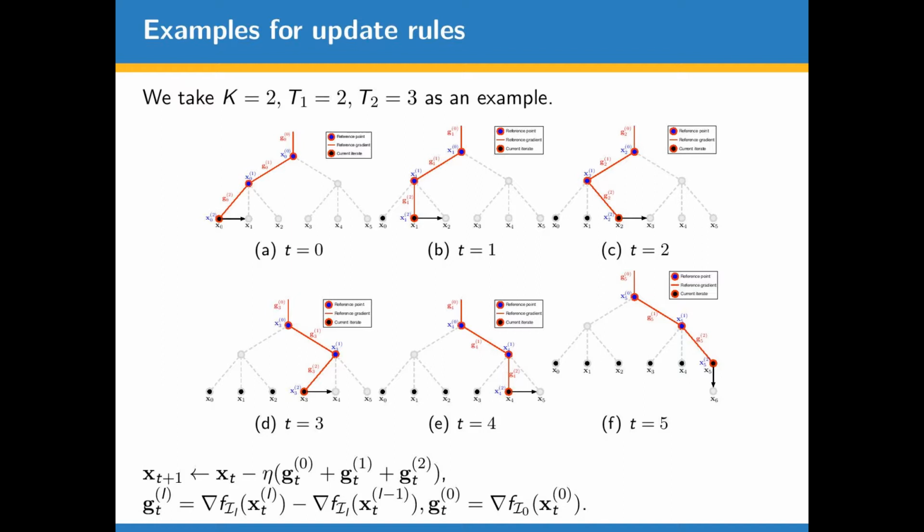For the update rules, we will just take a very specific example to illustrate the rules, where we take k equals 2 and t1 and t2 as update parameters equal to 2 and 3 as an example. As you can see, there are 3 reference points which are updated at different frequencies, decided by the update parameters t1 and t2. And once the reference points x are updated, reference gradients g will also be updated respectively. It is worth noting that at each iteration, only a fraction of reference gradients need to be updated by the update rules, which makes it possible for SNVRG to achieve faster convergence results with the same stochastic gradient computations.